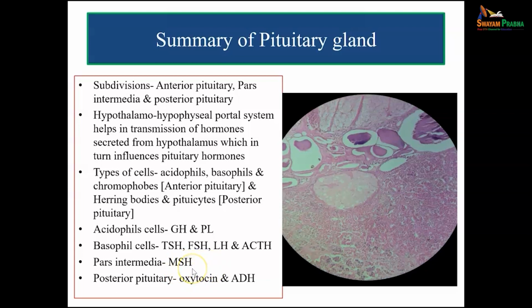The posterior pituitary produces oxytocin, which influences the smooth muscle contraction of the uterus and mammary gland, and antidiuretic hormone, also called vasopressin, which influences the reabsorption of water in the kidney tubules.